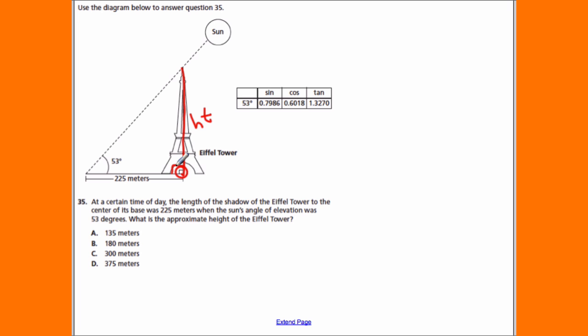This angle is 53 degrees, so we are dealing with a right triangle. That's 225 meters. In this case, I can't use the Pythagorean theorem because I only know one of the sides. I don't know the other two. So this comes into play, and we end up using what we call SOHCAHTOA, which is sine of an angle is opposite over the hypotenuse. The cosine of an angle is the adjacent over the hypotenuse. And the tangent of an angle is opposite over adjacent.